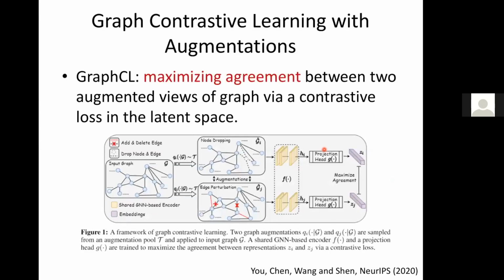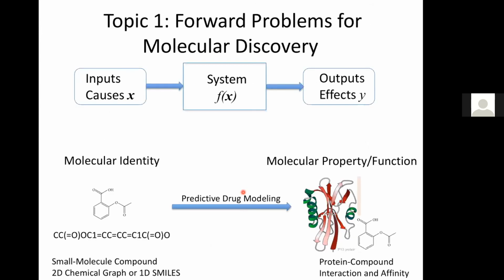We also looked at graph contrastive learning with augmentations. Due to the time limit, I won't talk more about it, but we are also very interested in how to apply this method to our probably more challenging bioinformatics problems. Okay, so now I have talked about the first topic of forward prediction. Here we are talking about how to make interpretable predictions of protein-compound interactions. So it's focused on the forward problem.